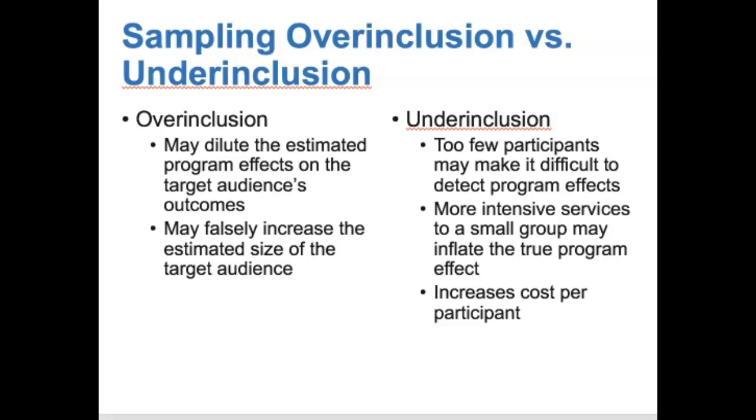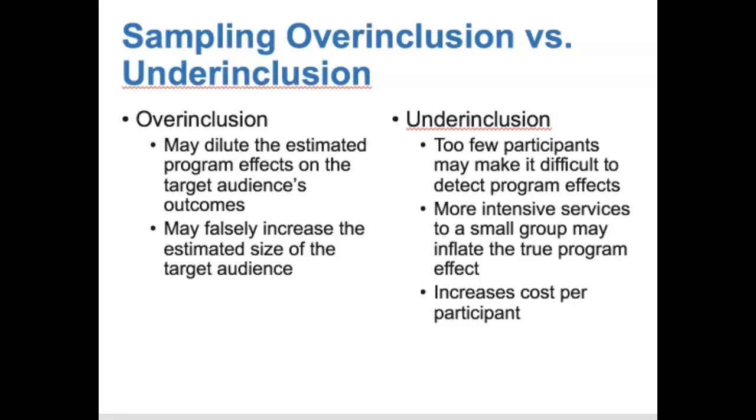Overinclusion is when some of the participants are not part of the intended audience. This may dilute the estimated program effects on the target audience's outcomes. It also may falsely increase the estimated size of the target audience.